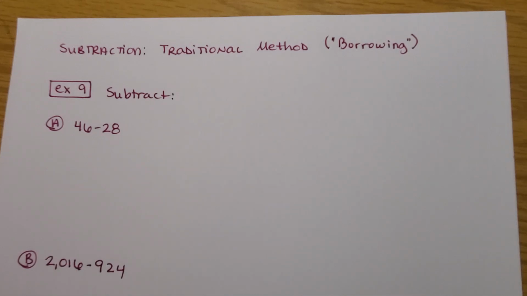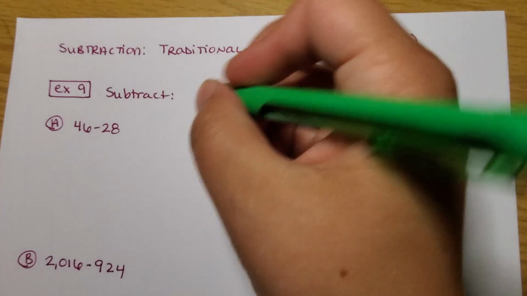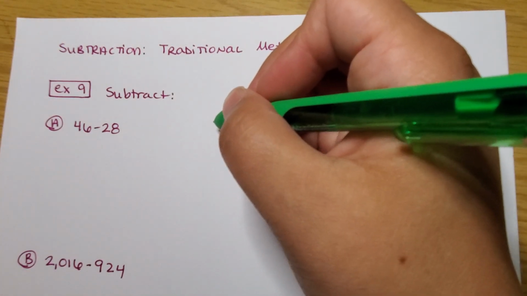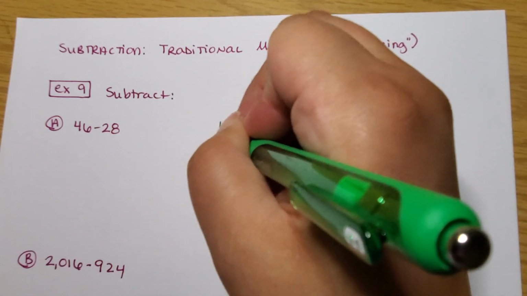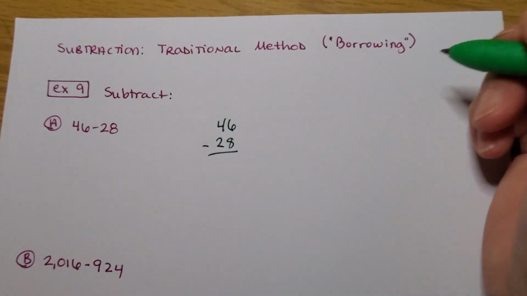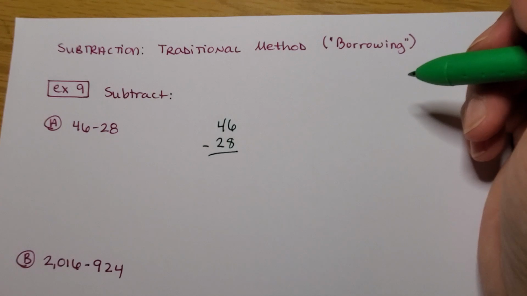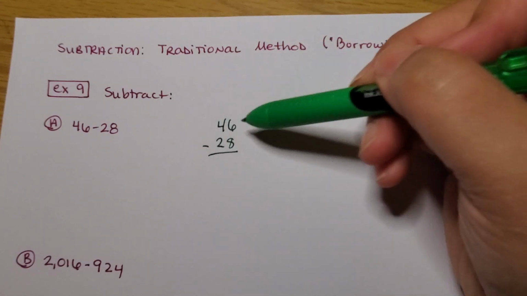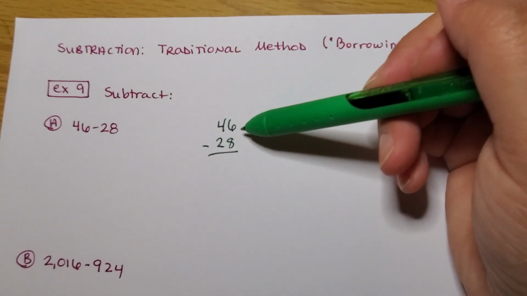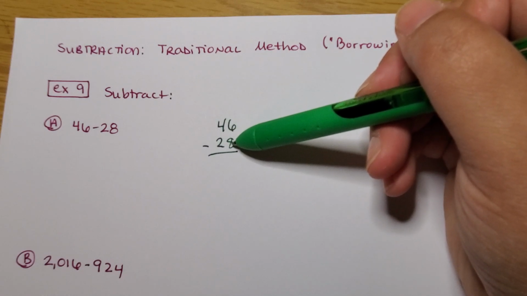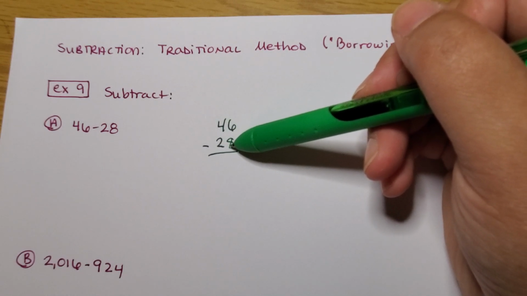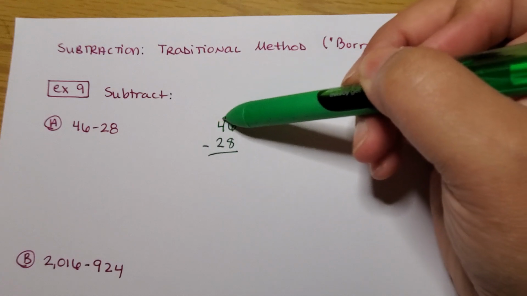So let's start out with this first example of 46 minus 28. So I'm going to write this out, lining up my place values vertically. So we have 46 minus 28. When I go to do subtraction, I'm going to go right to left, but I get to a problem right away because I can't do 6 take away 8. So what I'm going to do is I'm going to borrow from the tens place.